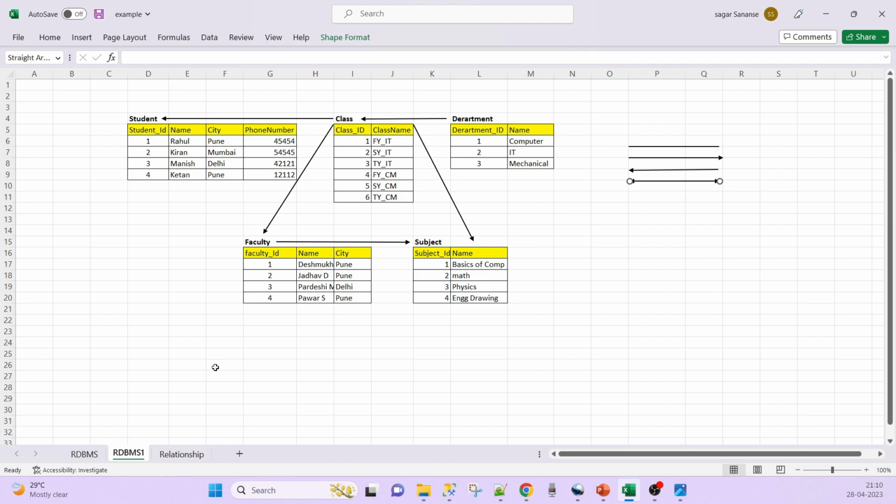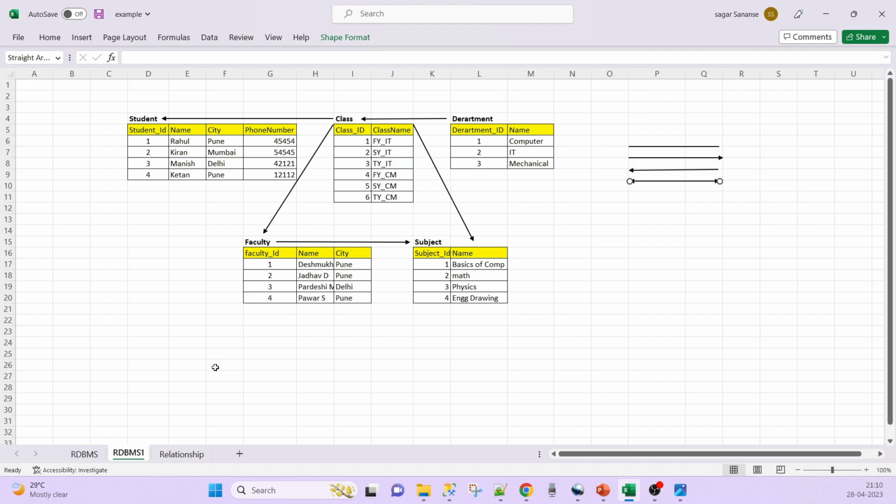Here is the example. Suppose there is a database I have to build, and in the relational model, how does it fit? First of all we have to identify the entities: student is an entity, class is an entity, department, faculty, subject. For the student, we have to capture the name, city, and phone number. A class is like first year IT, second year IT, third year IT. Department is computer, IT, mechanical. And faculty means who is teaching that particular subject.